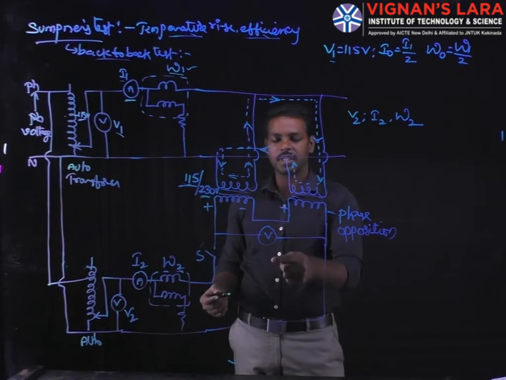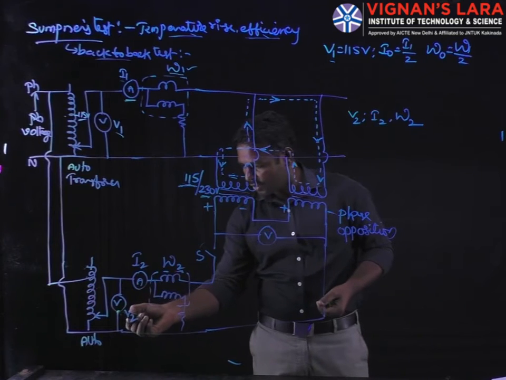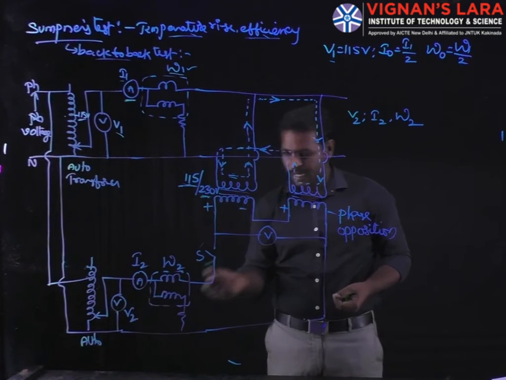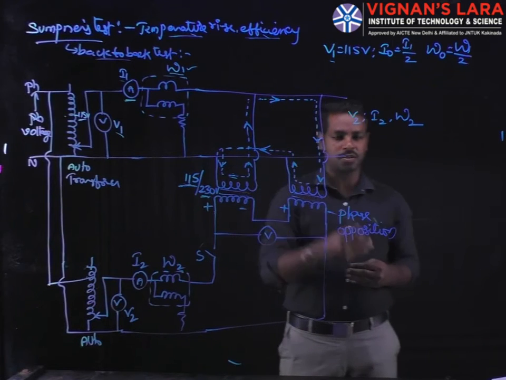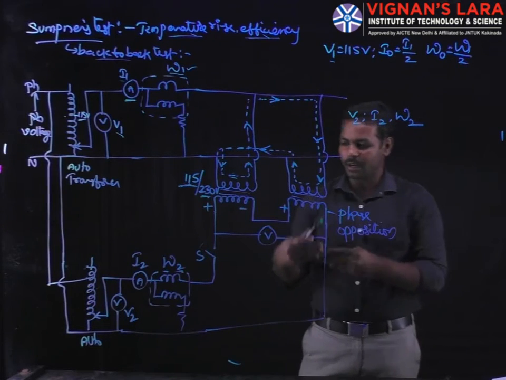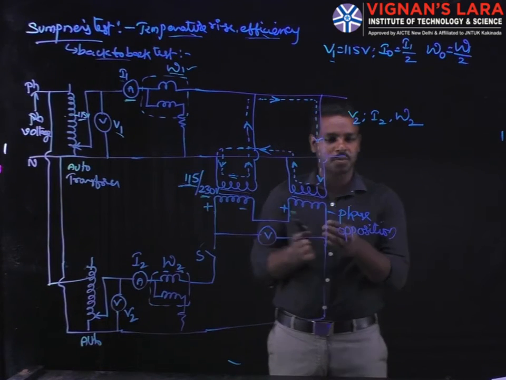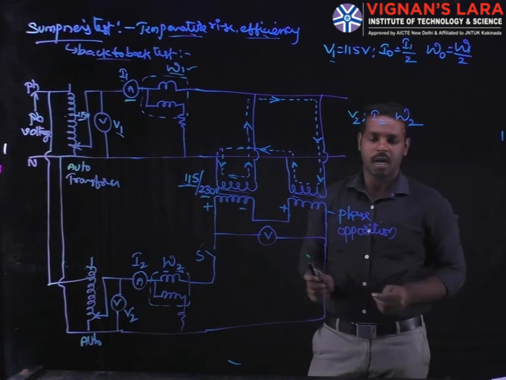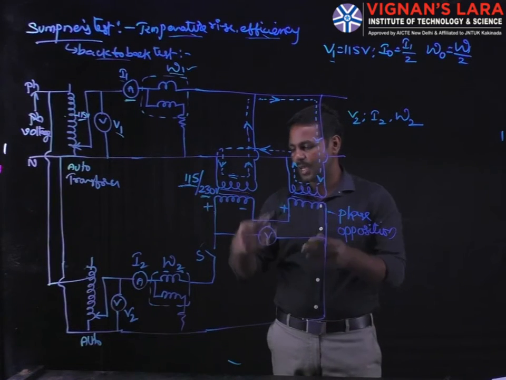So in this procedure we neglect the iron losses, because only a small amount of voltage is applied, and voltage is directly proportional to flux. Small flux means the iron loss is also very small. The magnitude of full load copper losses is always more than that of iron losses, so based on the magnitude, the iron losses are neglected.